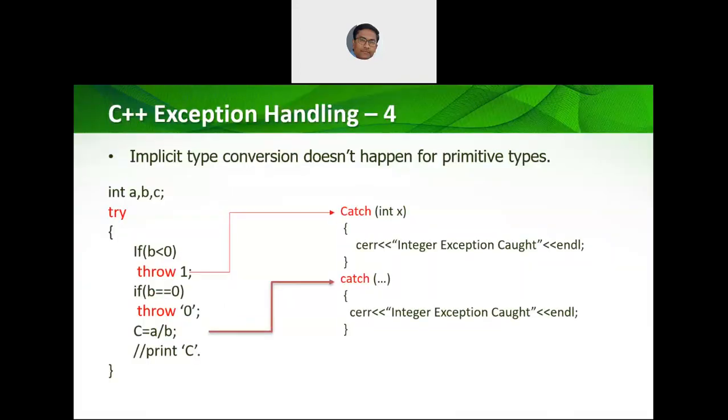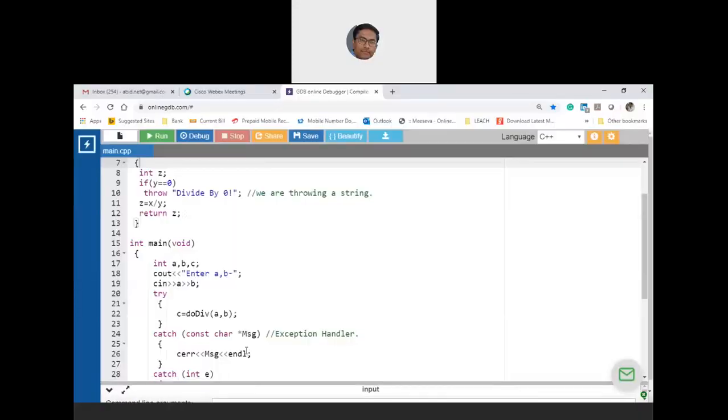Am I clear? Maybe Sir, can we keep try also in function? I didn't hear properly. Can we keep try also in function, sir? No. You cannot keep try inside function. Try has to be in main. Try and catch must be within the same vicinity. Okay, sir. Next.